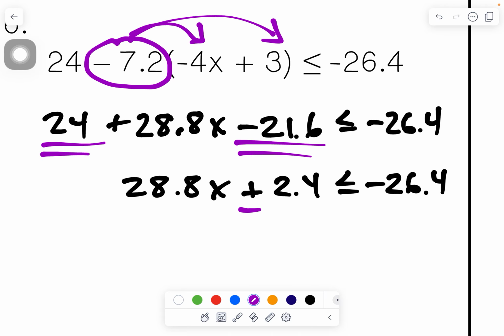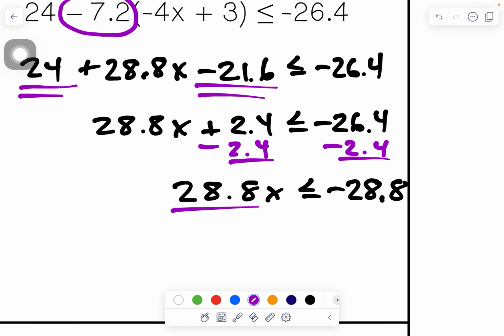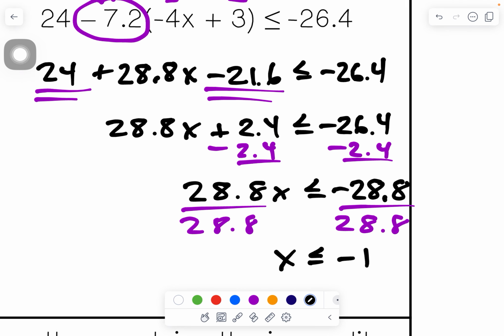So here I see plus, I'm going to minus. So I end up at 28.8x less than or equal to negative 28.8. So when I divide, anything divided by itself always gives me the number 1. So I find out here that x is less than or equal to negative 1.